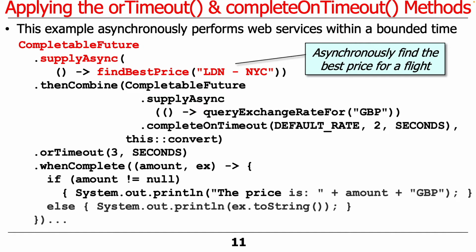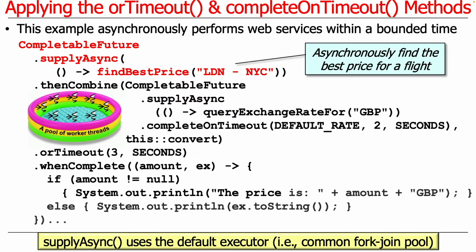It starts out by asynchronously finding the best price for a flight. So it says, find the best price between London and New York City. And that runs off in the background. Pretend, for sake of argument, it's calling a web service to find that. And that will use the default executor, the common fork join pool.